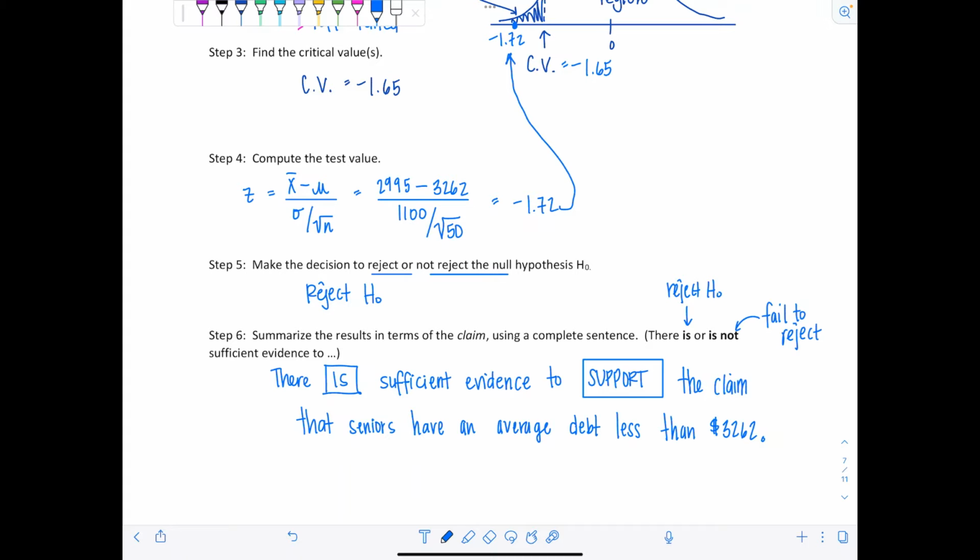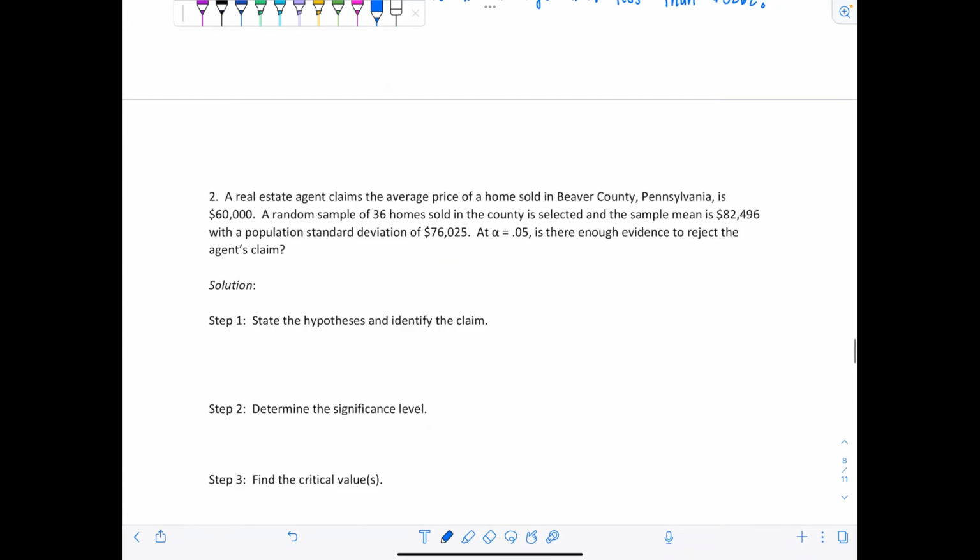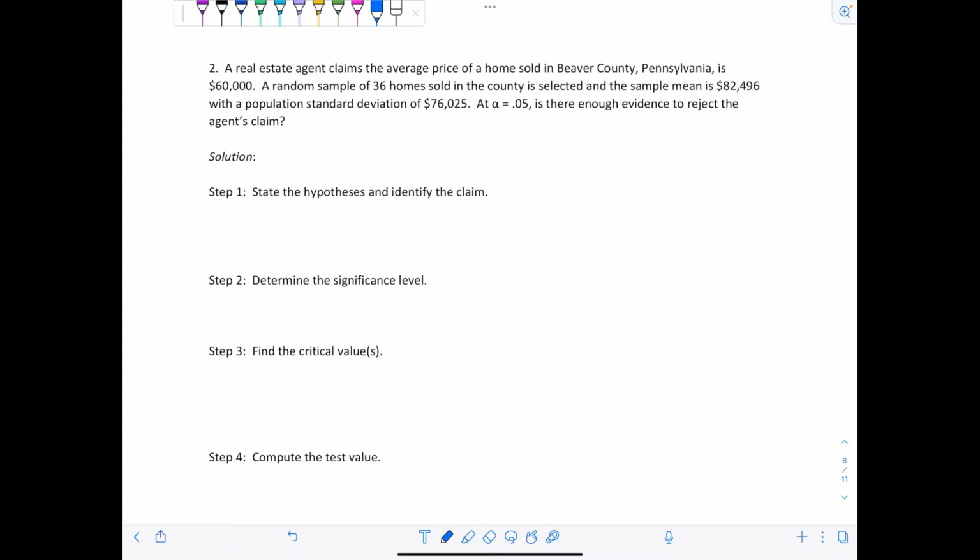Let's do a couple more. Okay, example 2. A real estate agent claims the average price of a home sold in Beaver County, Pennsylvania is $60,000. A random sample of 36 homes sold in the county is selected, and the sample mean is $82,496 with a population standard deviation of 76,025. At alpha equals 0.05, is there enough evidence to reject the agent's claim?